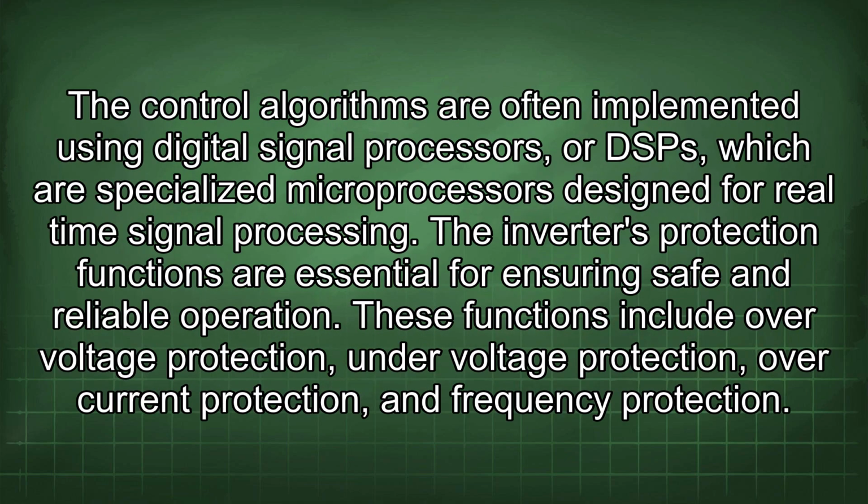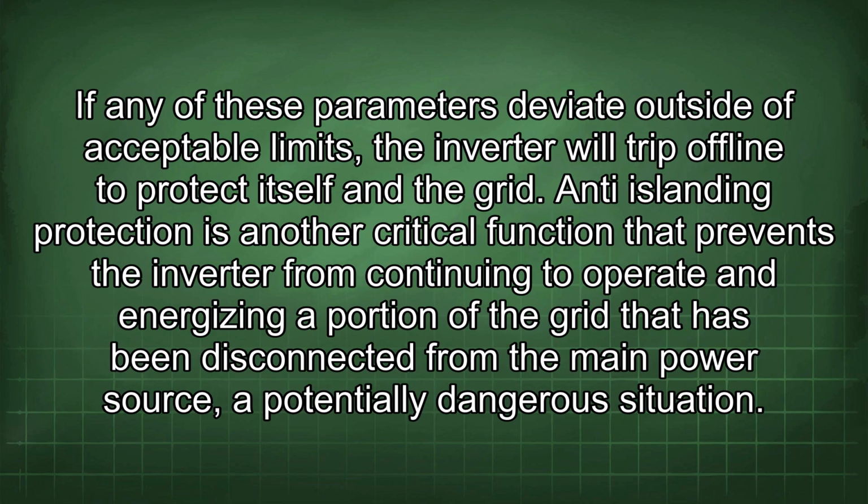The control algorithms are often implemented using digital signal processors, or DSPs, which are specialized microprocessors designed for real-time signal processing. The inverter's protection functions are essential for ensuring safe and reliable operation. These functions include overvoltage protection, undervoltage protection, overcurrent protection, and frequency protection. If any of these parameters deviate outside of acceptable limits, the inverter will trip offline to protect itself and the grid. Anti-islanding protection is another critical function that prevents the inverter from continuing to operate and energize a portion of the grid that has been disconnected from the main power source, a potentially dangerous situation.